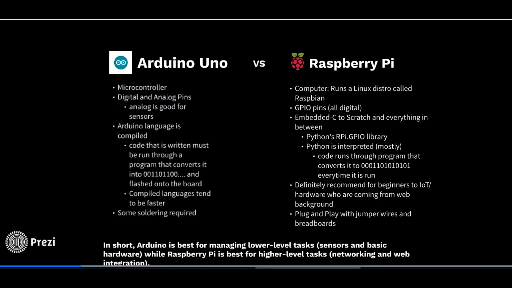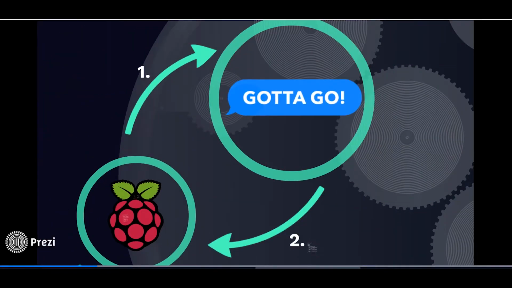I definitely recommend the Raspberry Pi for people who are beginners to IoT or hardware, who are also coming from a web background, because a lot of the tools are the same. If you know how to use Linux, you can easily do projects on the Raspberry Pi. Another nice thing about the Raspberry Pi is that you don't necessarily have to do any soldering. A lot of it works with plug and play with male and female jumper wires. It's pretty nice. In short, I would recommend the Arduino for managing low-level tasks, like sensors and basic hardware, whereas the Raspberry Pi is better suited for higher-level stuff like networking and web shenanigans.